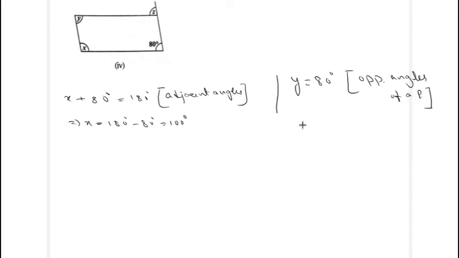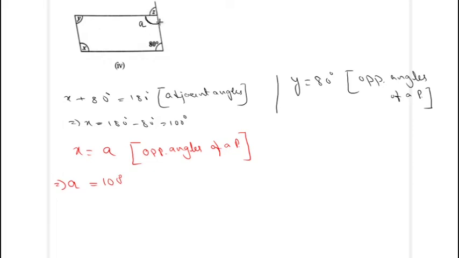Then now we are left with z. To find the value of z, we have to find the value of this particular angle, and let us name it as a. Now x and a are opposite angles of a parallelogram, so they are equal. So we will write angle x equals angle a because they are opposite angles of a parallelogram. That means the value of a is exactly the value of x, so 100 degree.